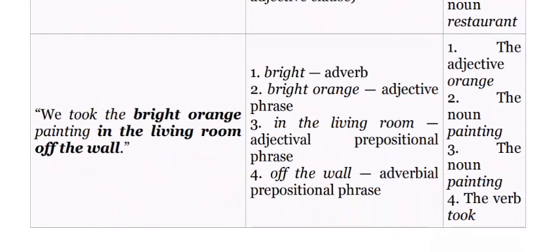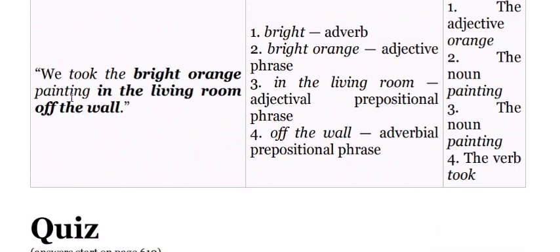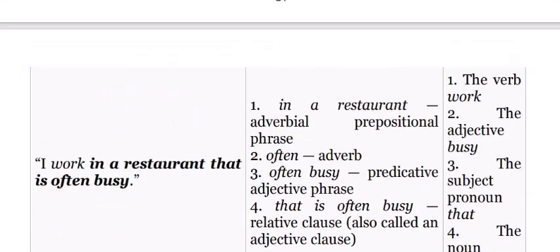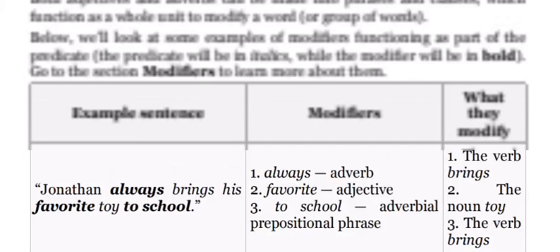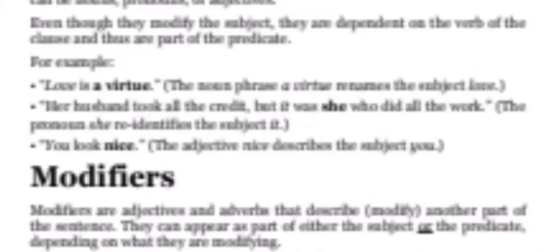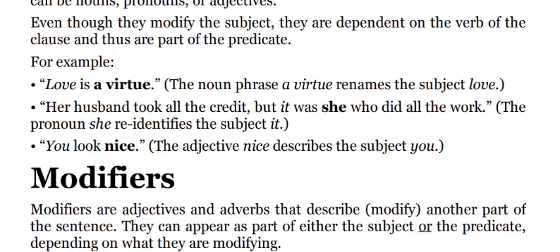Now another example. We took the bright orange painting in the living room of the wall. Bright is an adverb. Bright orange is an adjective phrase. In the living room is an adjective prepositional phrase. Of the wall is an adverbial prepositional phrase. So that was the whole and complete lecture. I hope you would like it. Thank you.